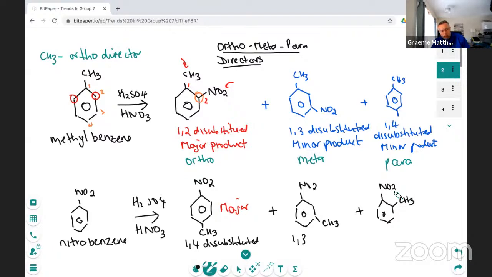So what I wanted to do, before we get into the actual mechanism, is just talk about ortho, meta and para directors. So when you see them on the exam, you're not surprised by what they mean by other isomers. It's because the methyl group is an ortho director and the nitro group is a para director. These will give you the major products.